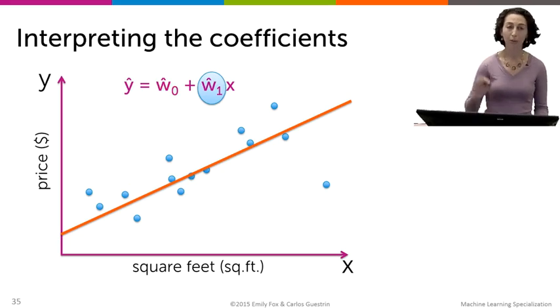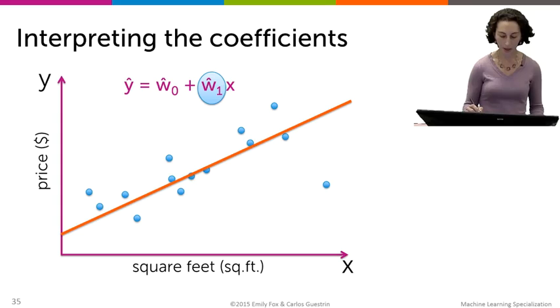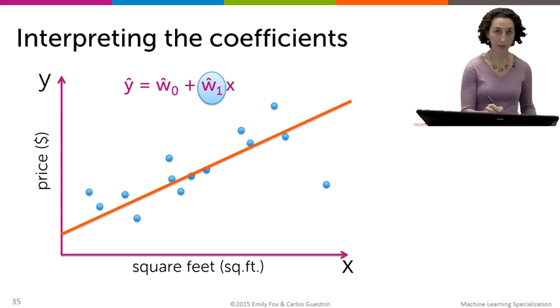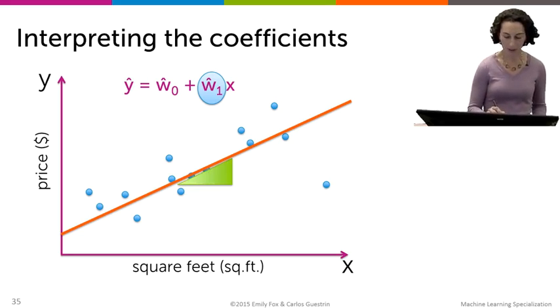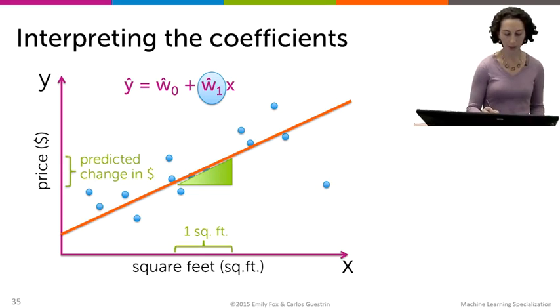Okay, we'll talk more about that in the next module, but I also want to talk about w hat 1, which is our estimated slope, and that tends to have a bit more meaning associated with it. The estimated slope, I'm highlighting with this green triangle here, says that per unit change in our input, so for 1 square foot, what's our predicted change in the value of the house.